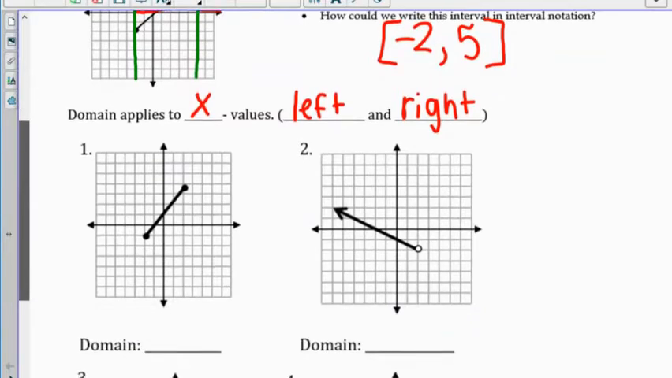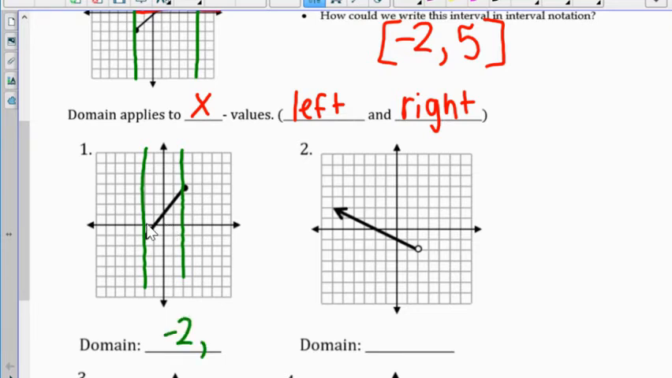All right, let's do some practice ones then. Okay, so the left side of my graph, the farthest to the left is that first line. The farthest to the right is the second line. So the left side here, that x value is at -2. The farthest to the right is at +2. This is a closed circle, bracket. Closed circle, bracket.